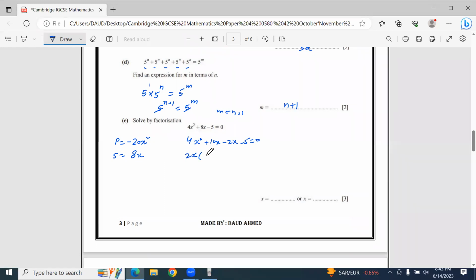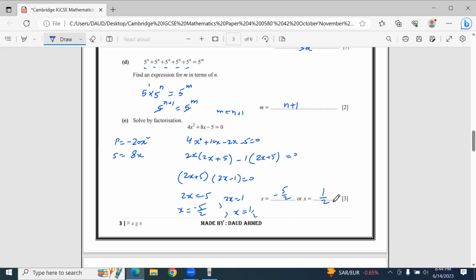So 2x is common. 2x plus 5, minus, here nothing is common, so we can take minus 1. So 2x plus 5 is equal to 0. So we have 2x plus 5, 2x minus 1 equals 0. That means 2x is equal to minus 5 and 2x is equal to 1. So x is equal to minus 5 over 2, and from here x is equal to 1 over 2, means we have two solutions. Our answer, our roots: one is minus 5 over 2 and the second is 1 over 2.